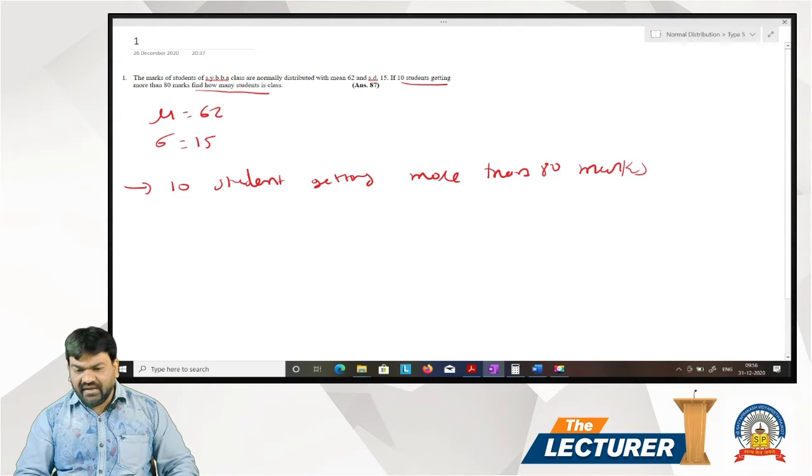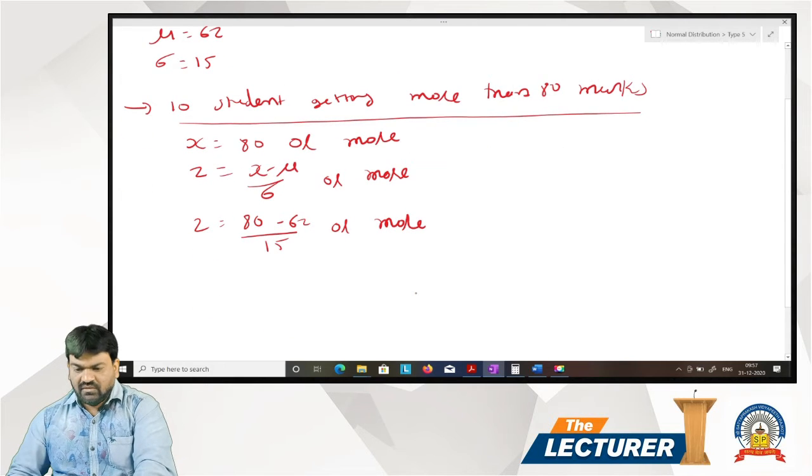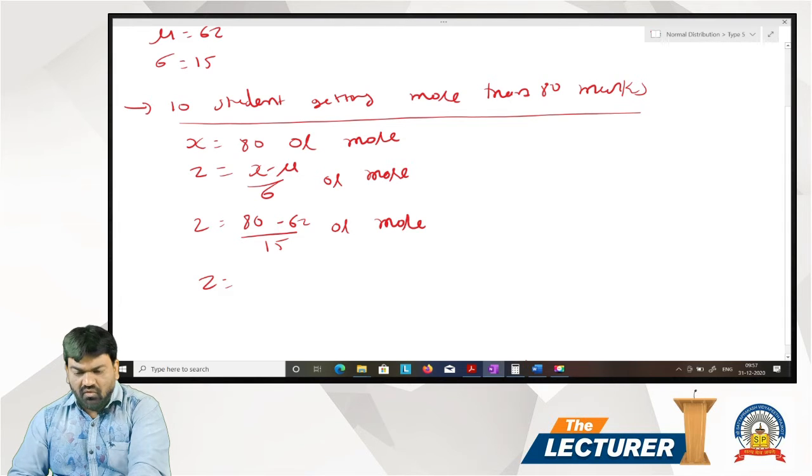So it is given that X is 80 or more. Z is (x minus mu) upon standard deviation or more. Z is (80 minus mu 62) divided by standard deviation 15 or more. 80 minus 62 divided by 15, that is 1.2 or more.